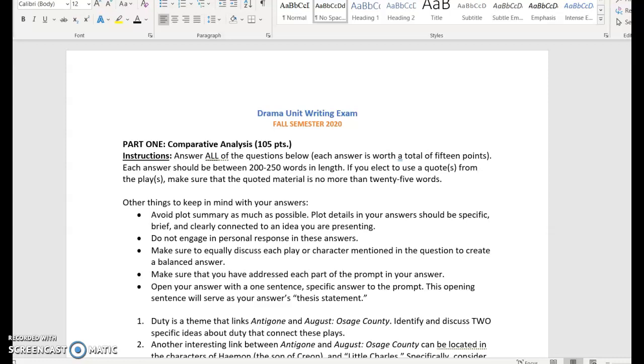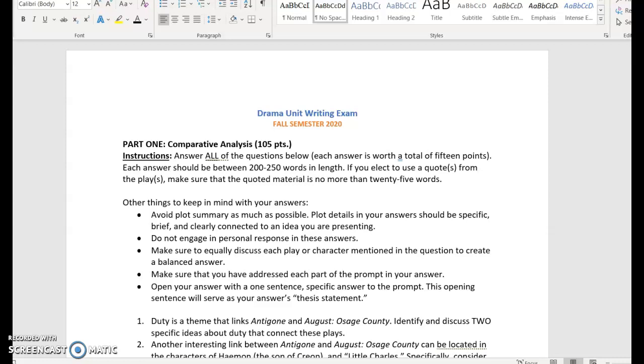All right, so the other things that I want to talk about with regard to part one are the bullet points that you see here. These are absolute must-haves, things that you need to be thinking about and making sure that you either do or don't do as you build your answers.